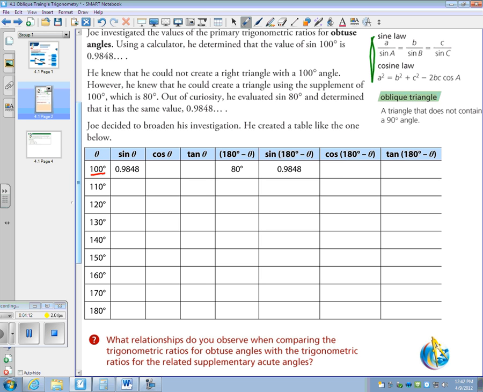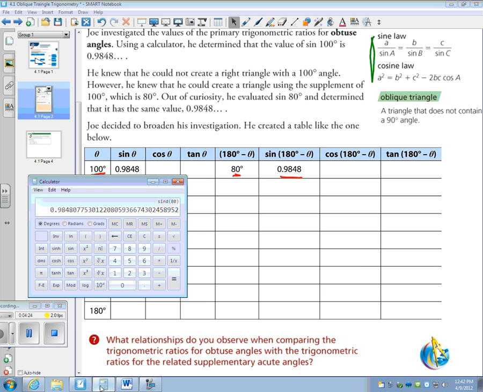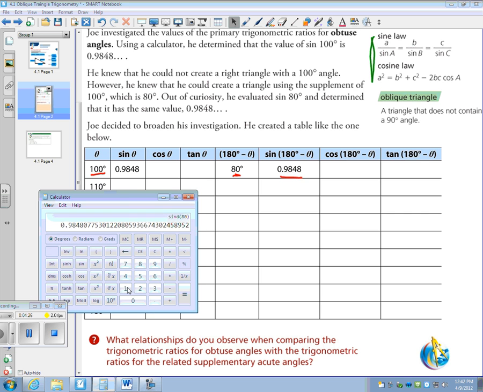180 minus 100 was 80, and the sine of that was 0.98. Okay, we're going to do the same thing for cos and tan and see what we get. So I need my calculator. I'm going to go the cos of 100. So 100 cos, and some people do cos 100 depending on your calculator.